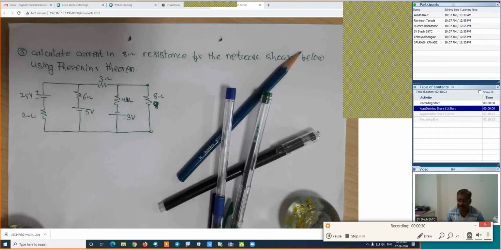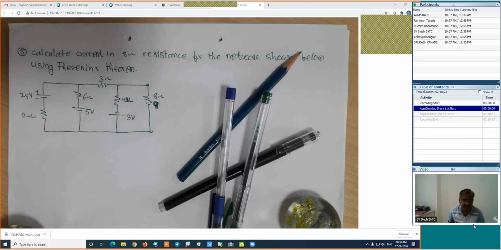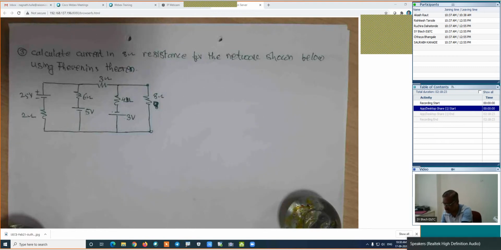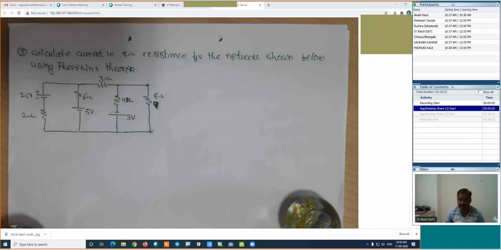In the last class, we discussed the Thevenin theorem, and I discussed one or two problems based on it. Today, I will try to cover the maximum difficulty level related to the Thevenin theorem. If anyone has any doubt related to any point, just raise your hand. I will clarify your doubts.